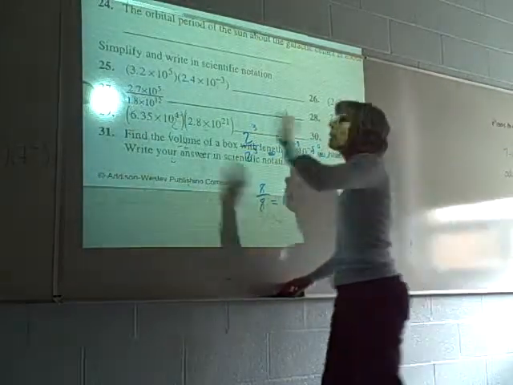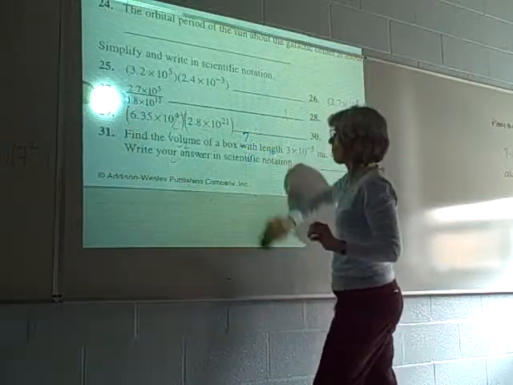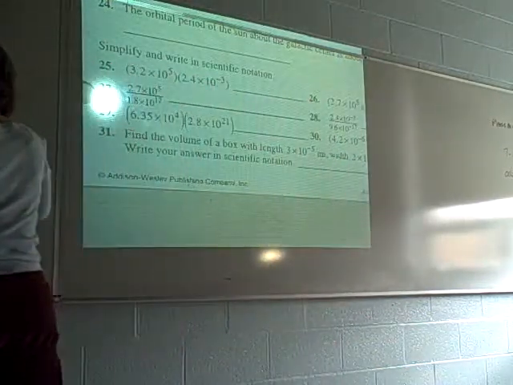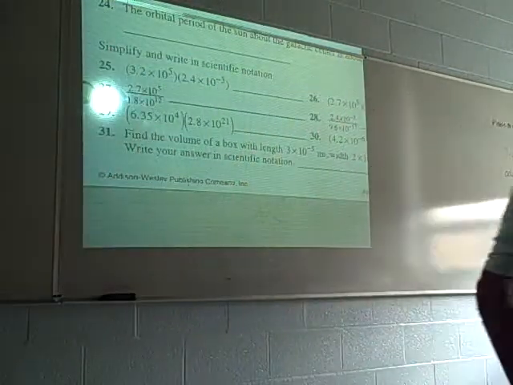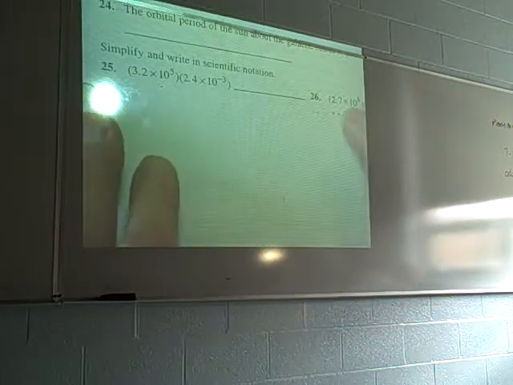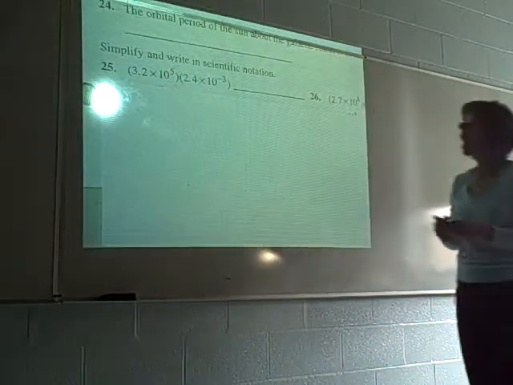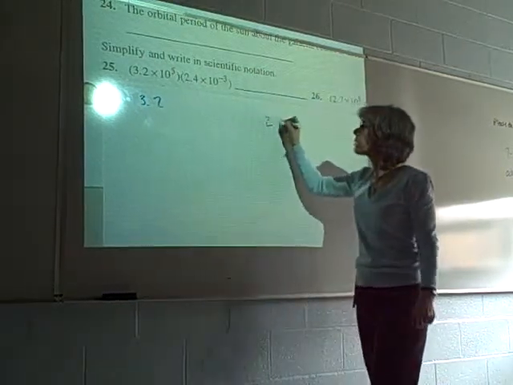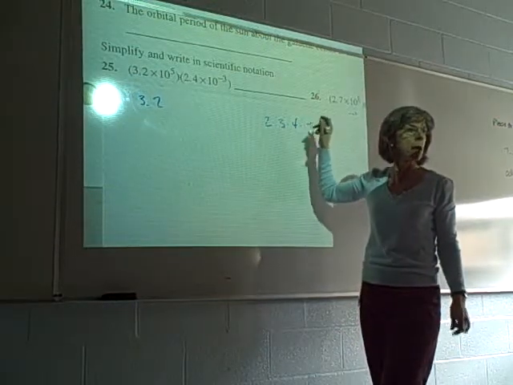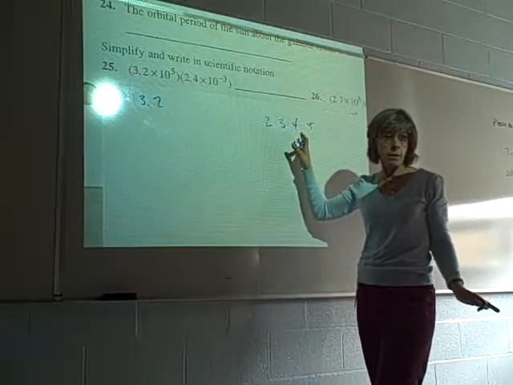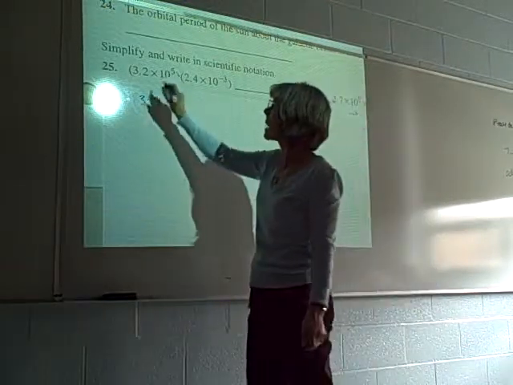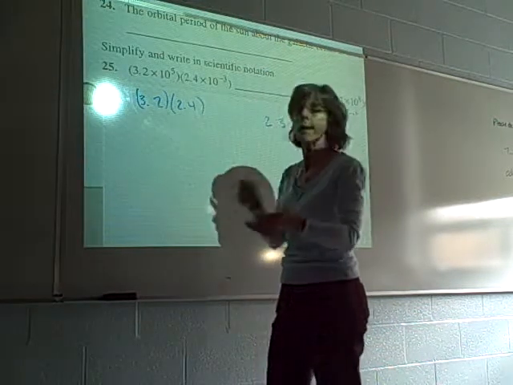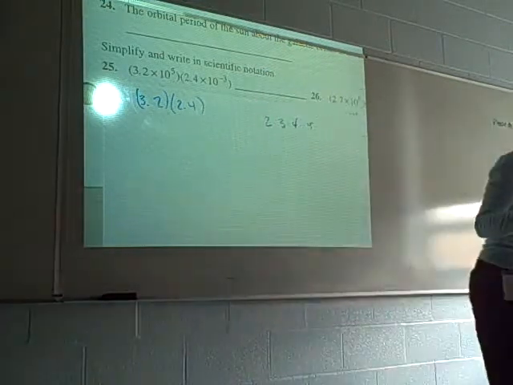Okay, so I'm going to multiply. It's all multiplication, so you can do 3.2 times 2.4, then 10 to the fifth times 10 to the negative third. That's perfect, that's what you want to do on these types of problems. Do you have to use FOIL? No. It's all multiplication. I can multiply in any order that I want. So in my case, 3.2 times 2.4, what is it? 7.68.